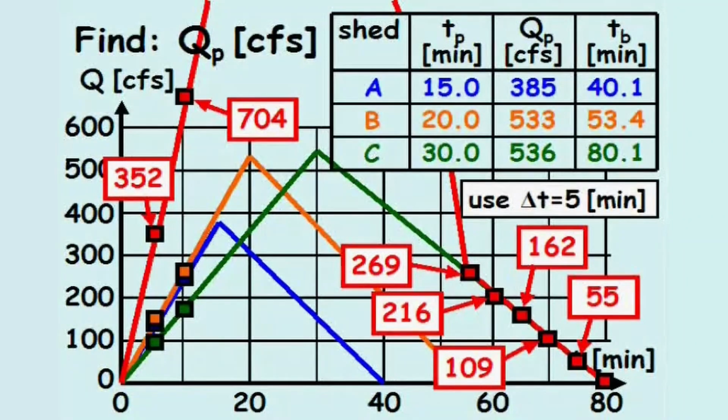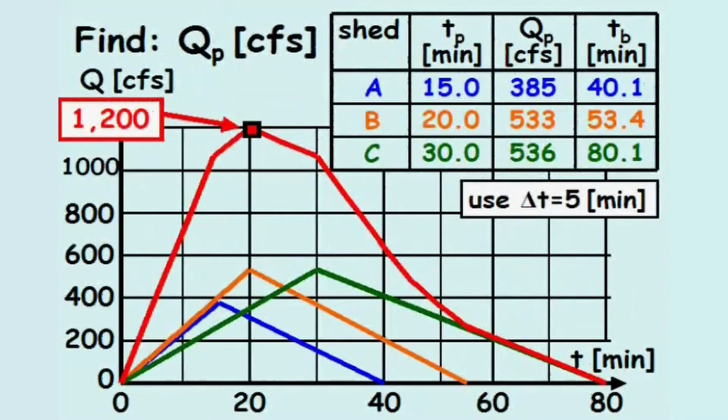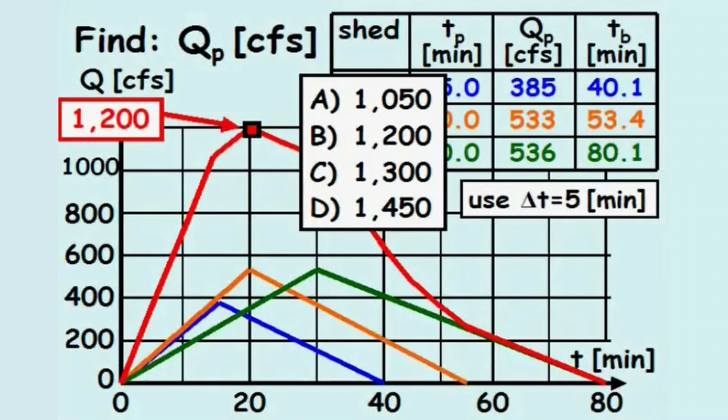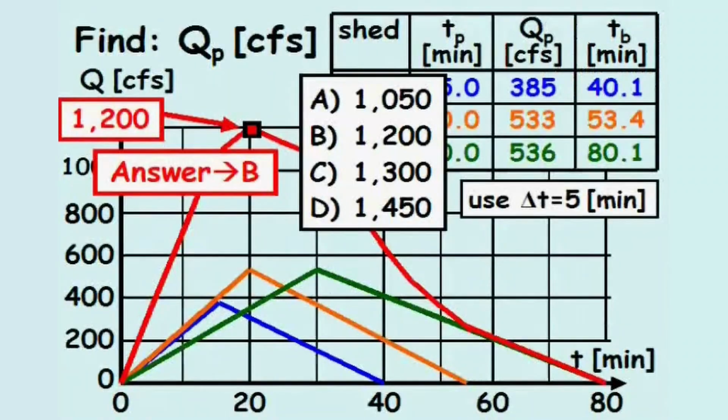If we rescale the flow axis, the peak flow rate equals 1200 cubic feet per second at a time of 20 minutes. When reviewing the possible solutions, the answer is B.